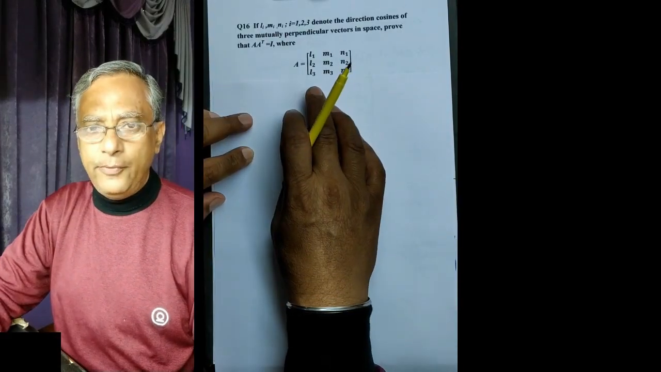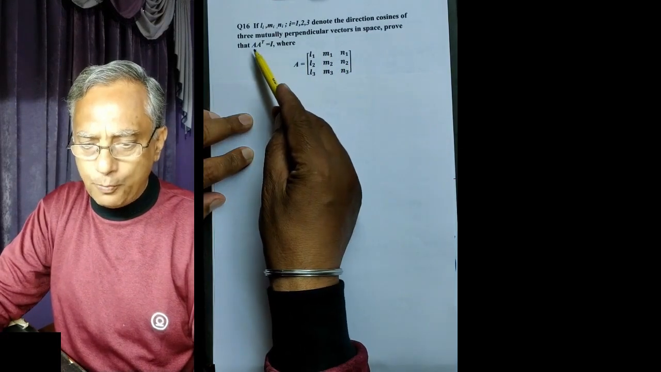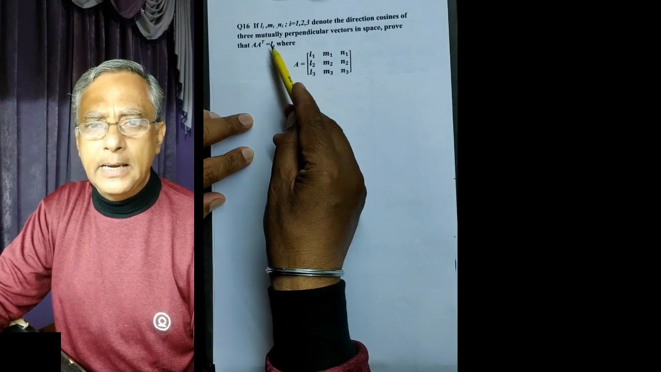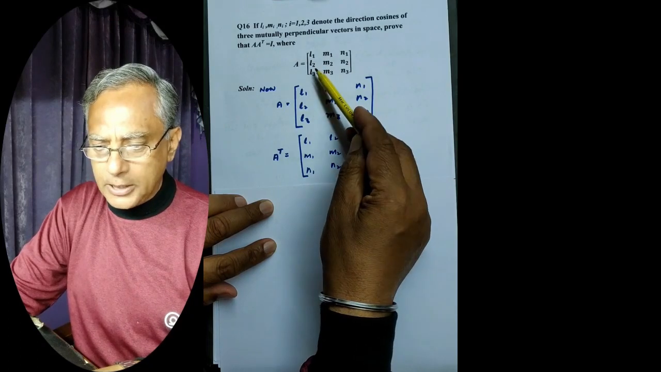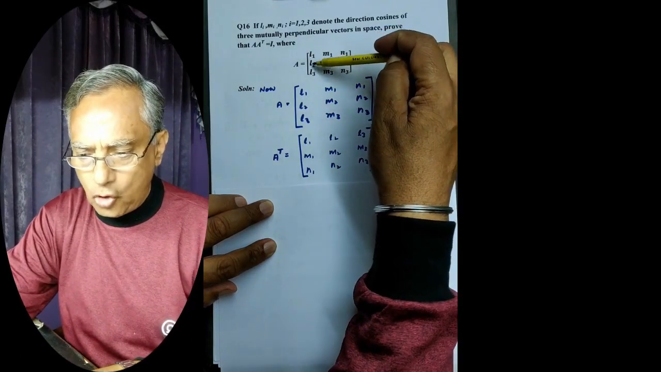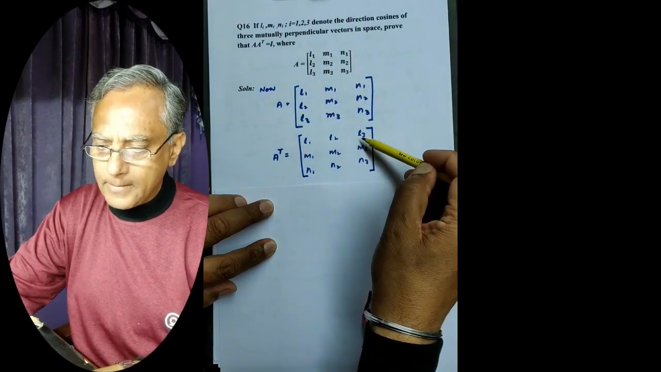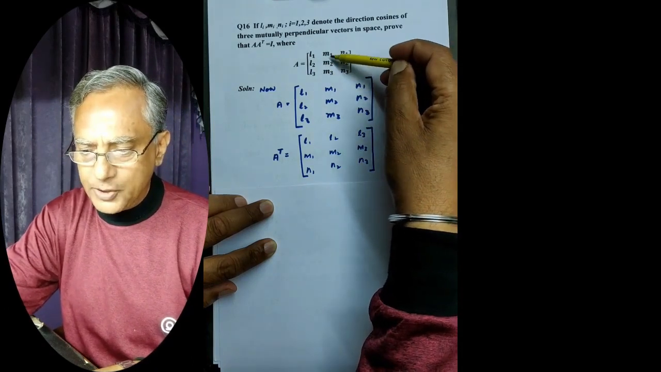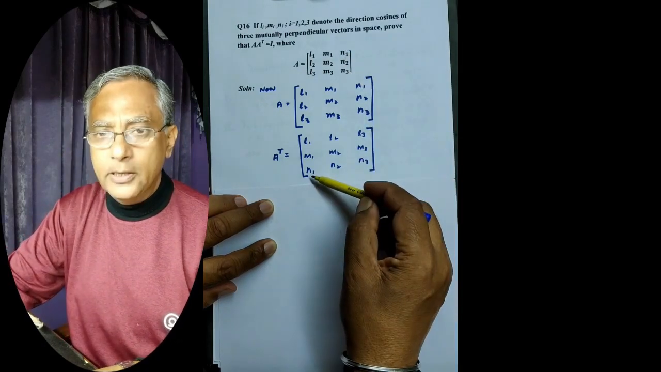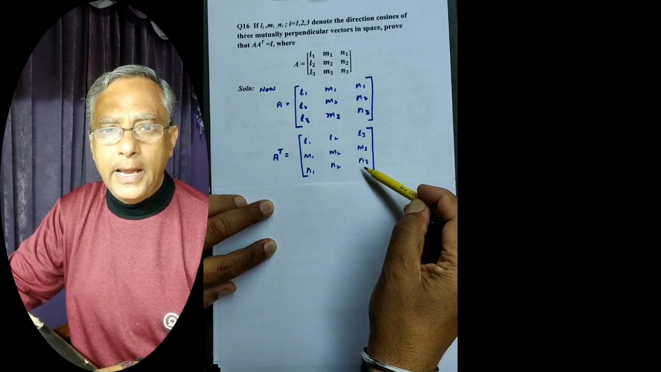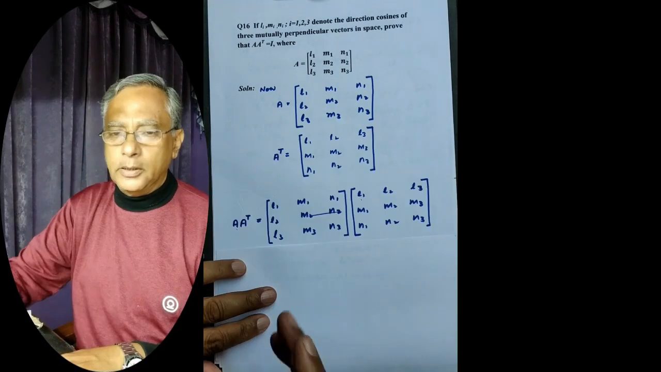So in this question, we are given the matrix A equal to this much, and we have to prove A into A transpose is I. Now, A is equal to this much, and its transpose is obtained by changing the first column into the first row. So this will be L1, L2, L3. The second column will become the second row: M1, M2, M3. The third column will become the third row: N1, N2, N3.